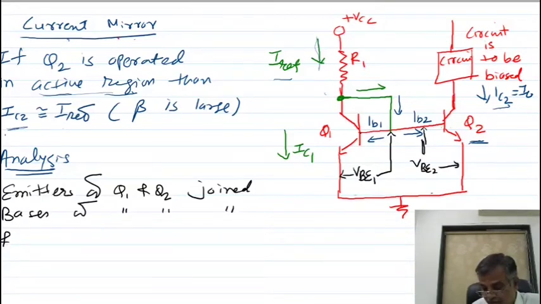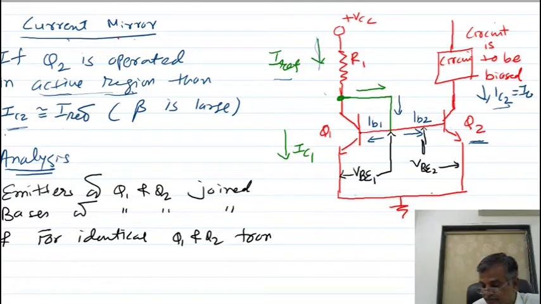And for an identical pair of transistors, if Q1 and Q2 are identical, then we can write VBE1 is equal to VBE2.